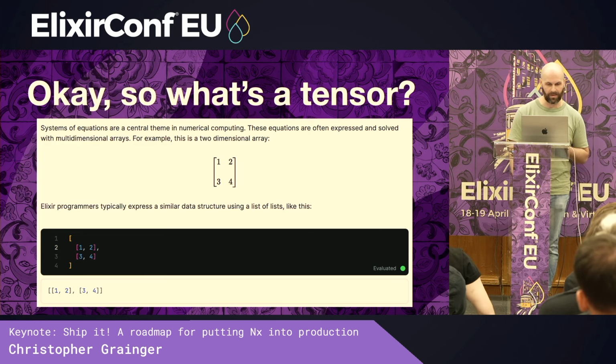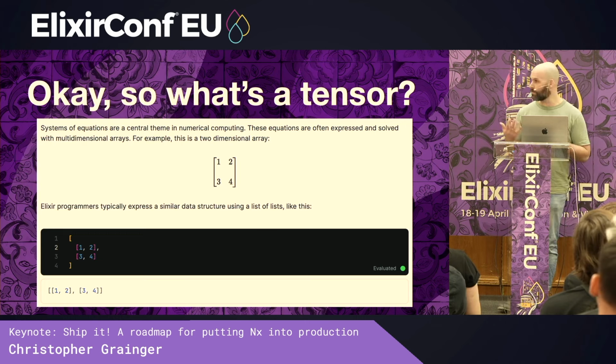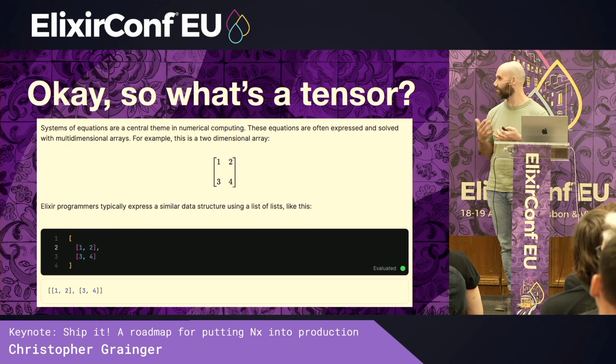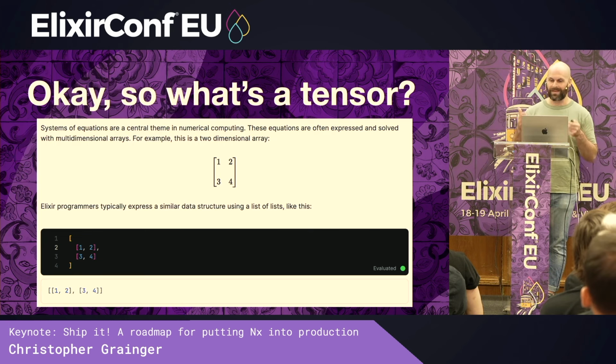We'll get into the speed in a little bit. The Elixir numeric types lack optimization for numerical applications. This stuff works fine when you've got hundreds or thousands of calculations, but it starts to break down when you want to do things with millions of calculations, right?